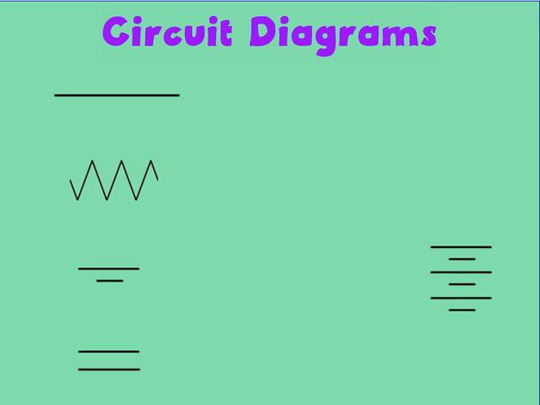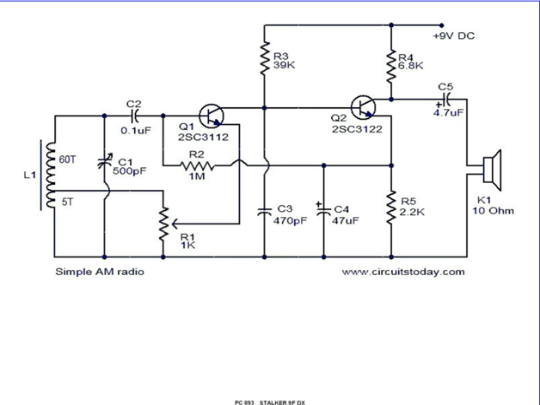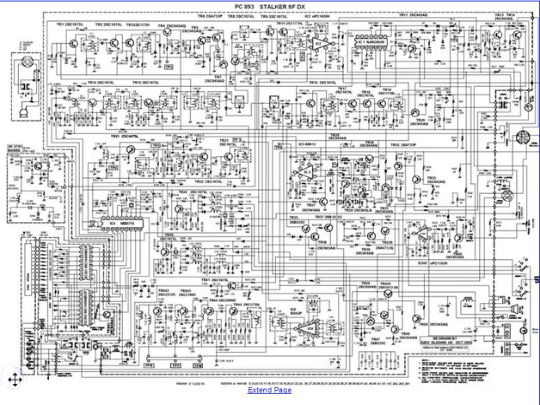Circuit diagrams can be relatively simple, like the one you see here on the screen, or can be fairly complicated, like the one you see here. Of note is that both of these circuit diagrams are for radios. Clearly, one is a much simpler radio than the other.